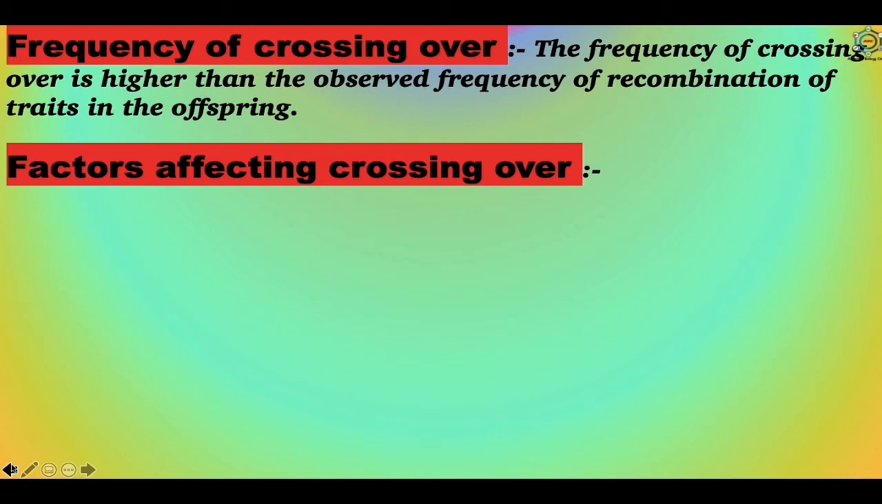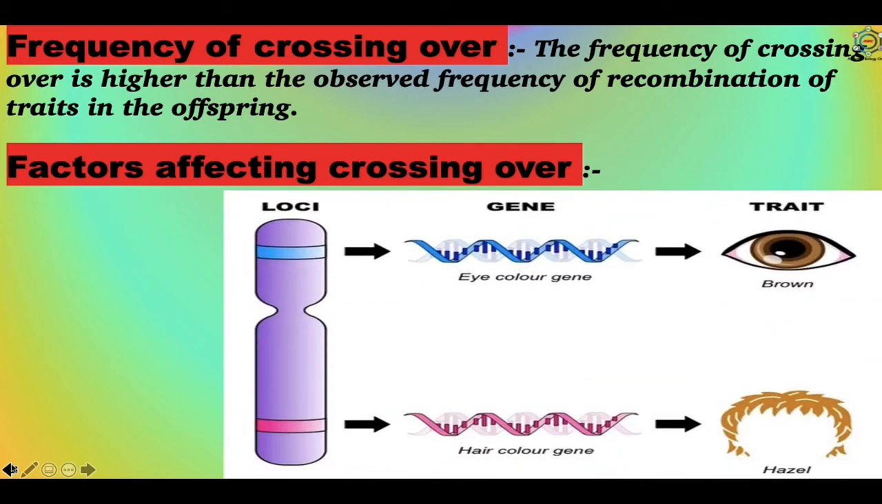Now, the factors affecting crossing over. So here you can see the loci on the chromosome, that is different places on the same chromosome, and it shows the different types of trait formation. So each gene is responsible for the formation of a new character, a new organ or a new structure.